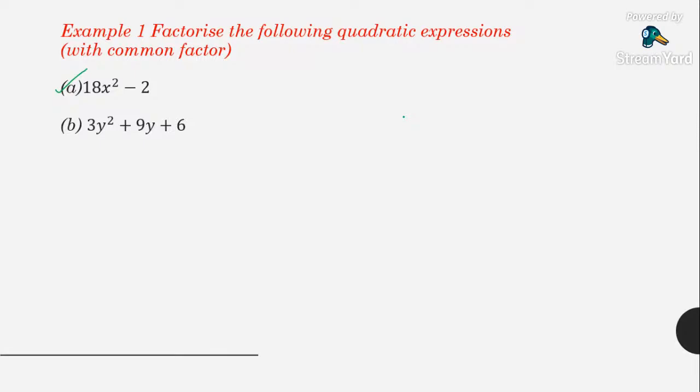So we have to do something else before we can use a squared minus b squared equals a plus b times a minus b. Okay, so we have to do something first. So the something here is we have to factorize 2. As you can see, 18 and 2, they have a common factor, which is 2. So I will factor out the 2. I get a 9x squared minus 1.